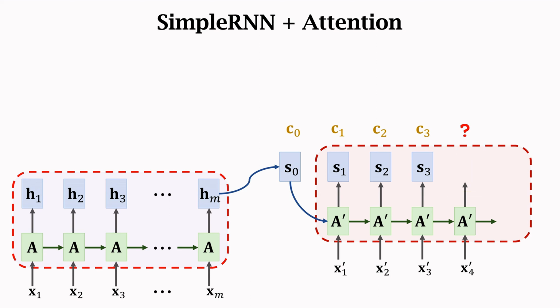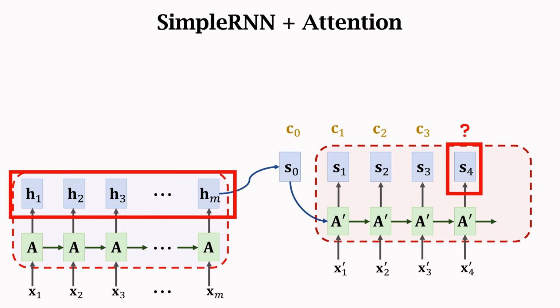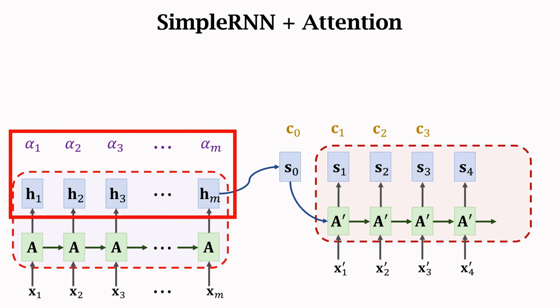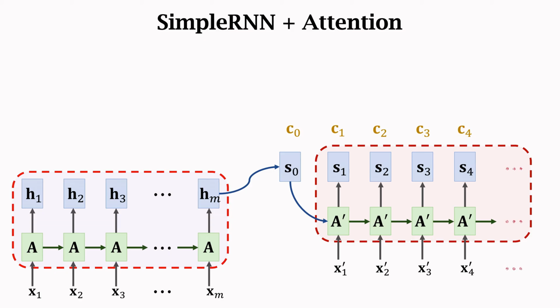Compare the decoder's current state S4 with all the encoder states H1 to Hm to see how well they are aligned. Alpha 1 to alpha m are the computed weights. With the weights alpha 1 to alpha m at hand, we can take the weighted average of the encoder states H1 to Hm. Let the weighted average be the new context vector C4. Repeat this process to compute the new states and new context vectors. Once the generated token is the stop sign, we put an end to this process and return all the generated words.